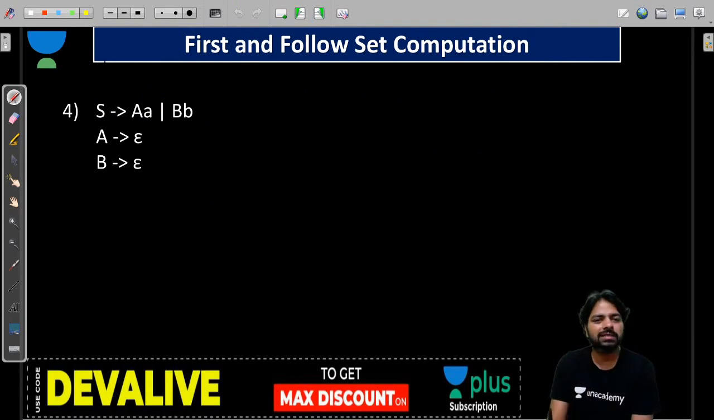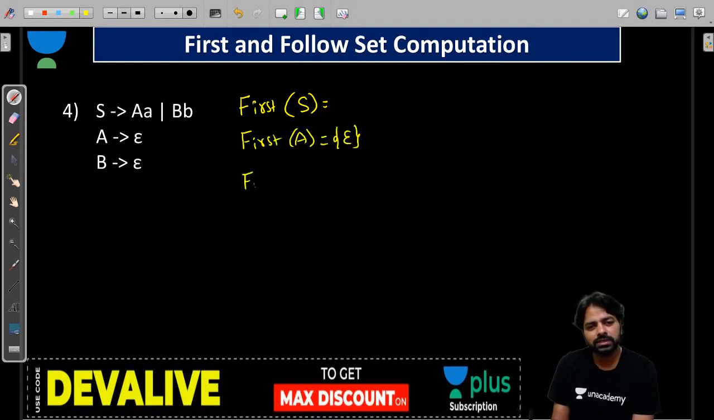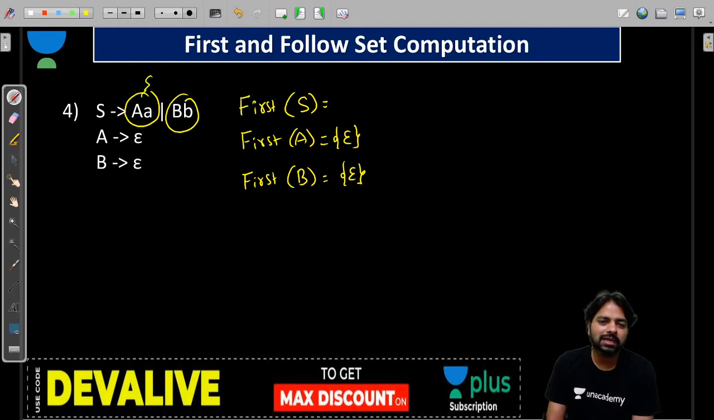Now let's go to the fourth example, guys. And first of S is equal to, okay, I'll calculate later because it depends on some other thing. And first of capital A is epsilon, first of capital B is epsilon. And what is the first of S? First of S is going to depend on these two productions. But capital A is giving only epsilon, so you get small a only, union capital B is only giving epsilon, so you will get epsilon, B is B. So which is equal to a comma b.